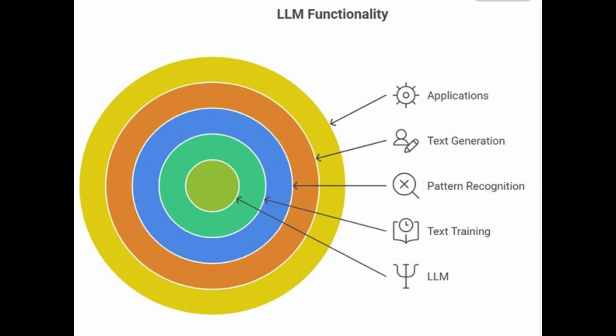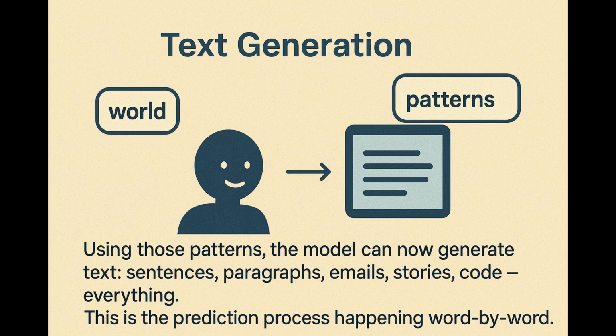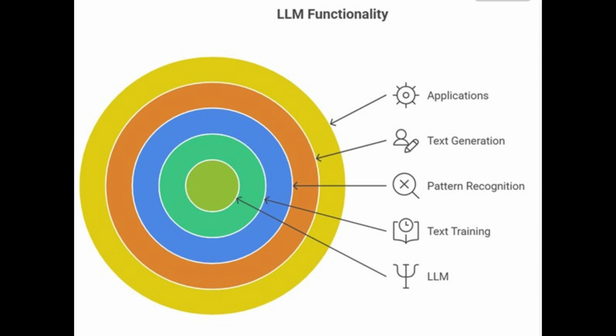It does not understand like humans. It simply studies text patterns. Now the middle ring represents pattern recognition. After training, the model becomes very good at recognizing patterns. It understands how sentences are formed, how questions are answered, and how ideas connect, etc. Now, using those patterns, the model can generate text in the text generation ring. It generates sentences, paragraphs, emails, stories, code, and everything. This is the prediction process happening word by word.